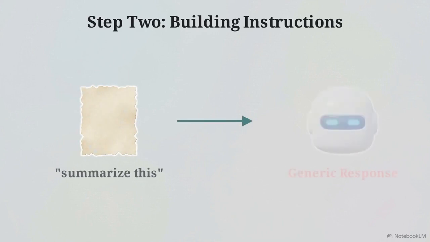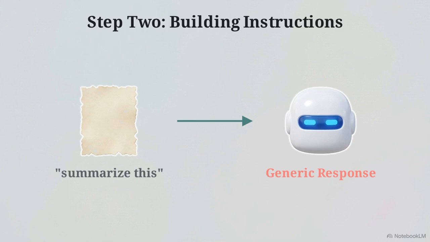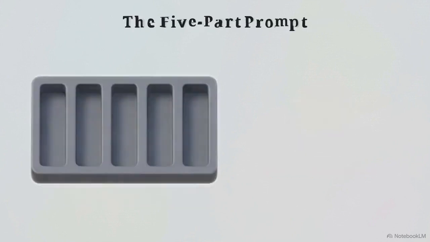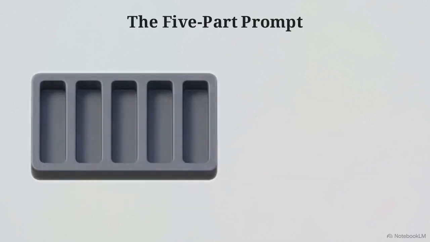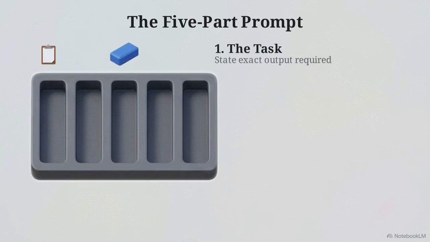Step 2 is building your instructions. If you just paste your notes and type "summarize this," you will get a generic, unhelpful response. AI works best with specific boundaries, which you can build using a 5-part prompt. First is the task. State exactly what you want it to make. For example, turn the meeting notes below into a concise follow-up email.